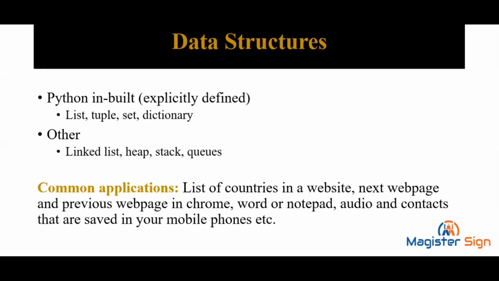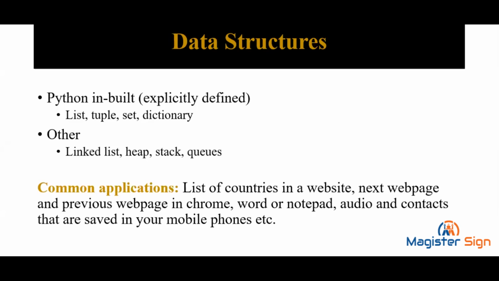Another example is your contacts. You can see one contact is linked to the next, so one contact will come right after the next contact. So that's basically your linked list. That means one list is linked to another list.